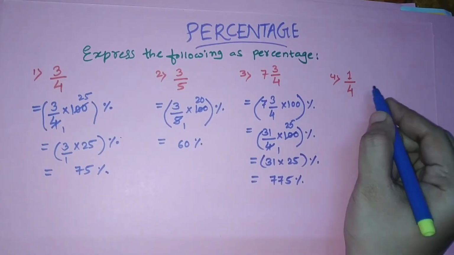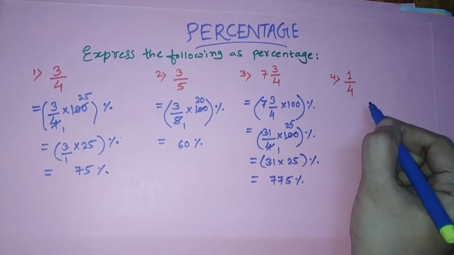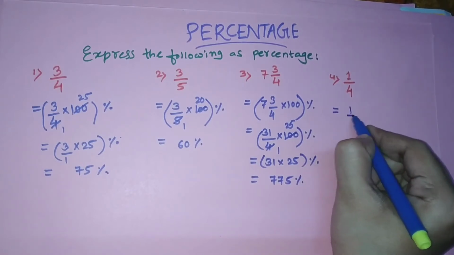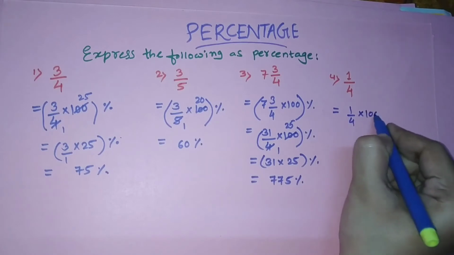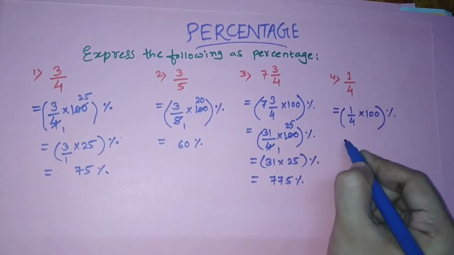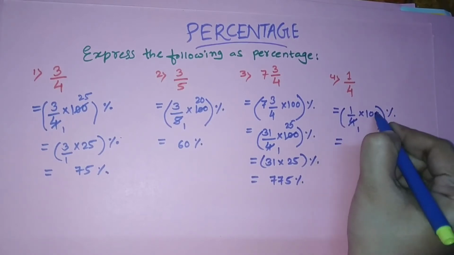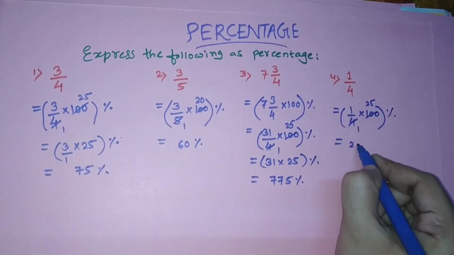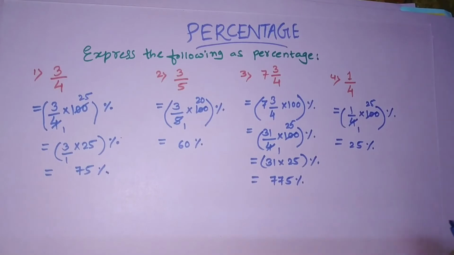Next, we want to convert 1 by 4. It is in fraction form, and we want to represent it as a percentage. So we just multiply it with 100. After multiplying by 100, you can simplify it. You just get a simple 25%. 25 times 1 is 25%. So 1 by 4 is 25%.